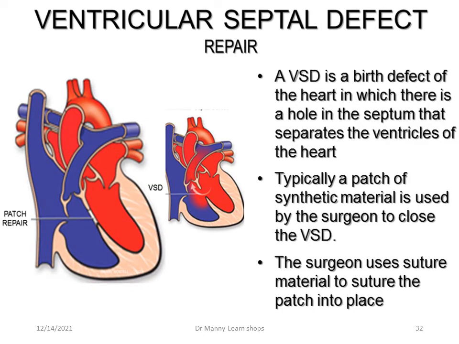Then you've got ventricular septal defect, which is probably the most common congenital defect worldwide. A VSD, ventricular septal defect, is a birth defect of the heart in which there's a hole in the septum that separates the ventricles of the heart. Typically, a patch of synthetic material is used, but pericardium can be used as well by the surgeon to close the ventricular septal defect. The surgeon uses suture material to suture the patch in place, and God willing, everything's okay.